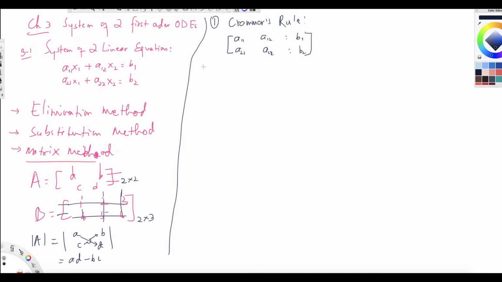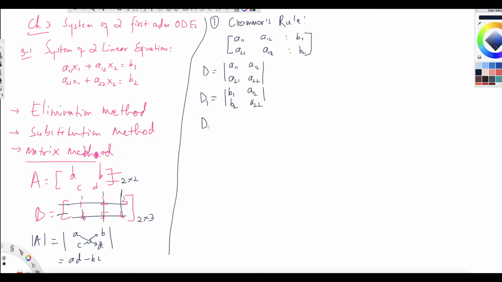Now, what we do is define D as the determinant of the coefficients only. So it will be A11, A12, and then A21, A22. This is the determinant of the coefficients only. These are the coefficients of x1 and x2. Similarly, you define D1 as the determinant of the coefficients, but the first column is replaced by the column of constants. That will be B1, B2, and then A12, A22.